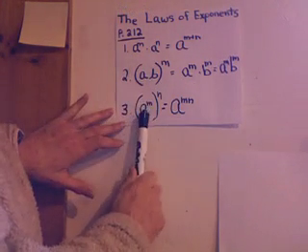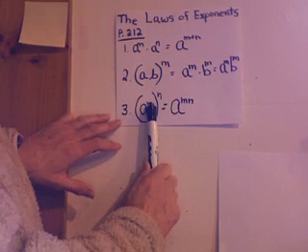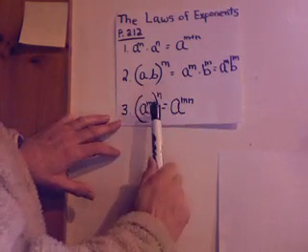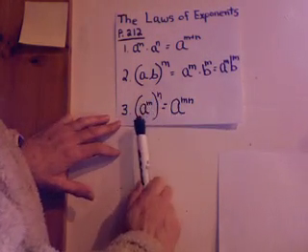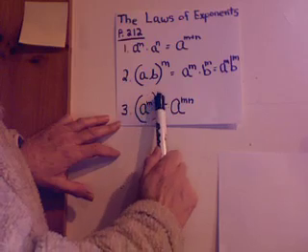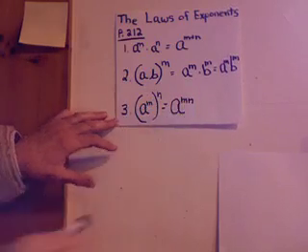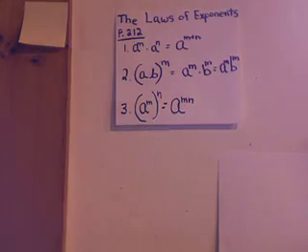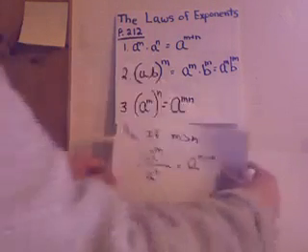Rule number 3, a power raised to a power, a to the m to the power n. The rule for a power raised to a power: multiply the exponents, m times n, so a to the mn. All right, there's the first 3. A couple more here.